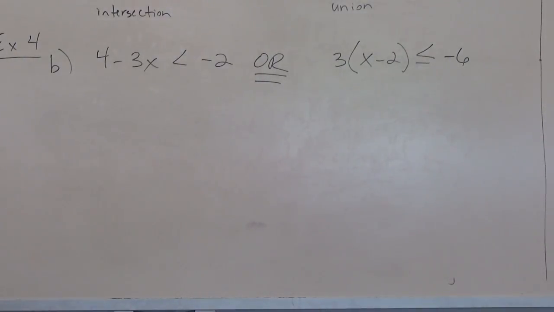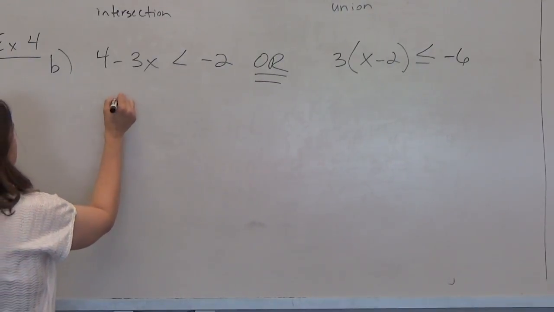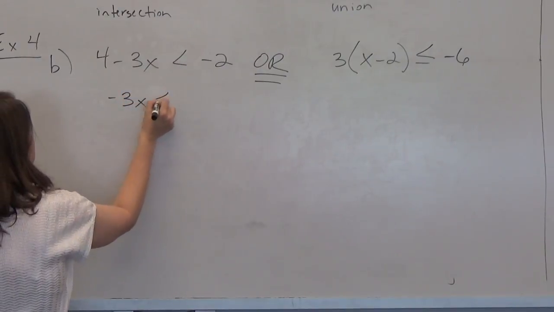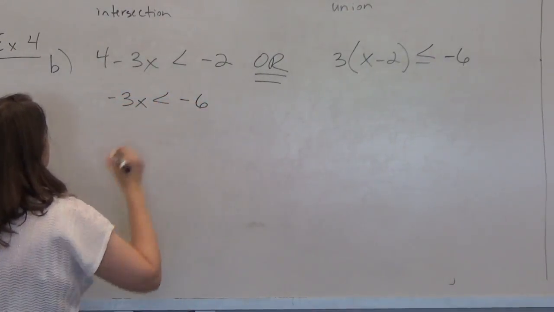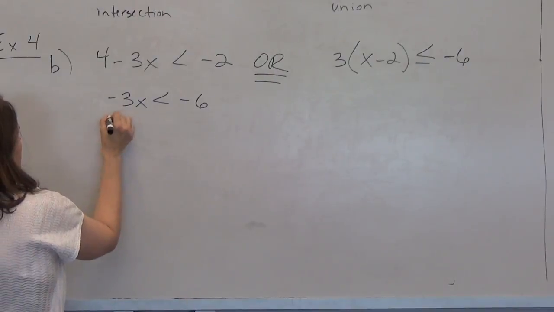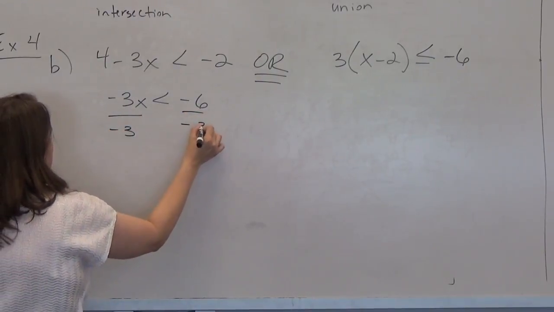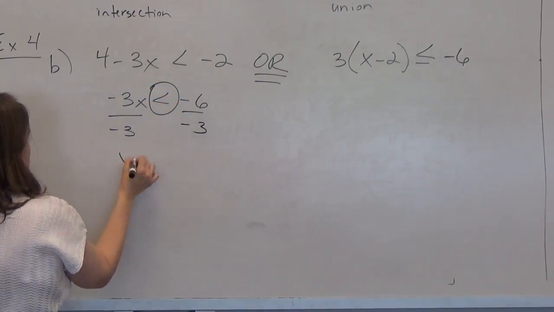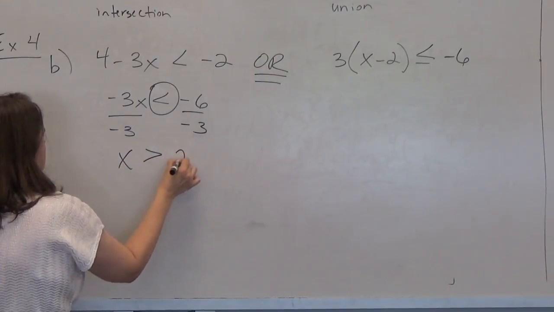Example 4, part B, we need to solve and express our answer in interval notation. 4 minus 3x less than -2, or 3 times (x minus 2) less than or equal to -6. So we'll go ahead and solve each for x. Subtract 4 on both sides, you'll have -3x is less than -6. Divide by -3, and because you're dividing by a negative, you have to make sure you flip your inequality symbol. So you'll have x greater than 2.